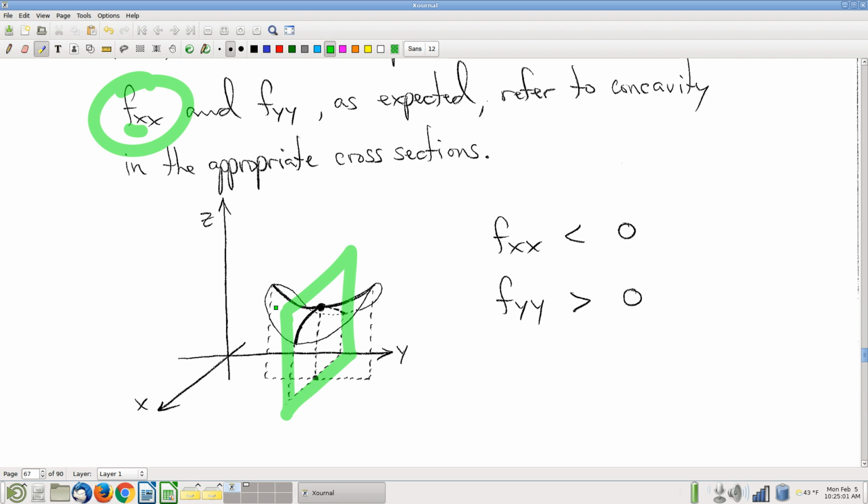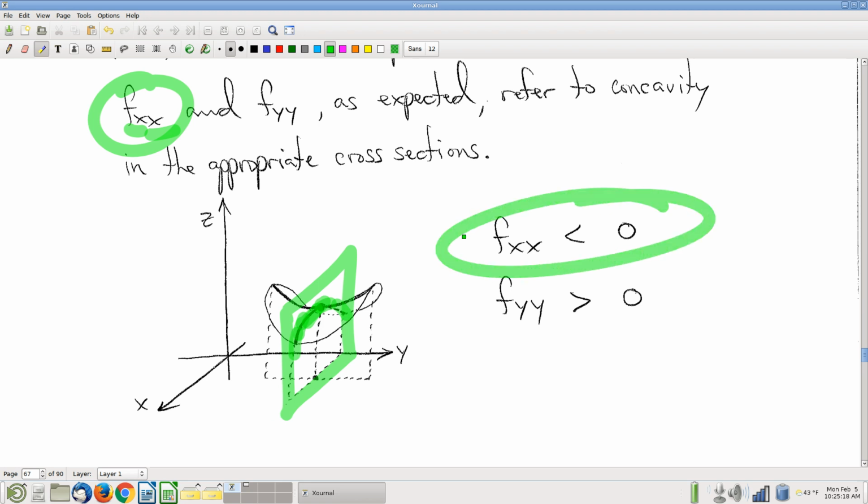Okay, same argument in this plane. Partial with respect to x says slope of those tangent lines. Next partial says how do those tangent lines change as you move along and you get concavity. So here, concave down, and so the second derivative is negative. Everybody happy? Did I recover from saying it backwards? Everybody good? Okay.